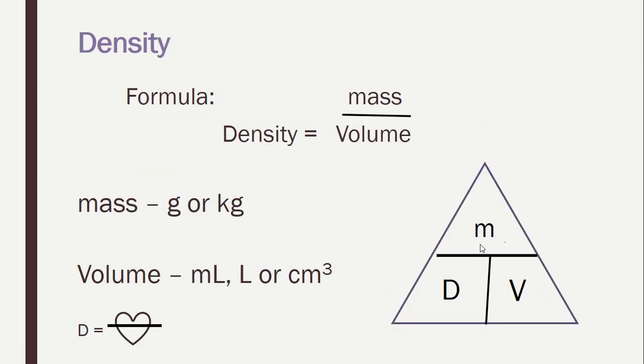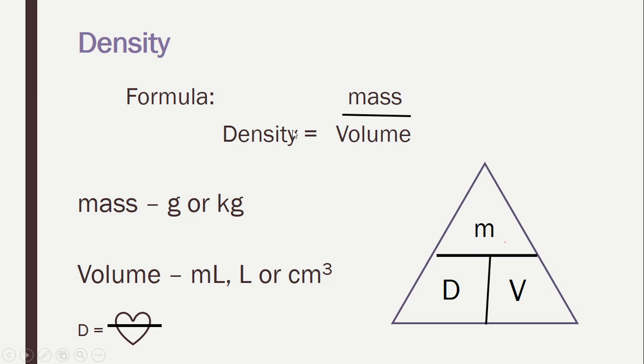All right. And then we go on to density. So density has the formula of mass divided by volume. Now, some people wonder how to do this, and we're going to go through a few ways. Mass is expressed in either grams or kilograms. Those are the units of mass. Volume is expressed as milliliters, liters, or centimeters cubed. And hopefully you remember now that milliliters and centimeters cubed are the same thing.